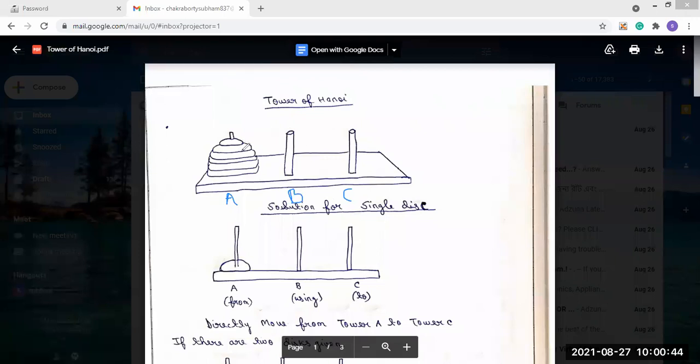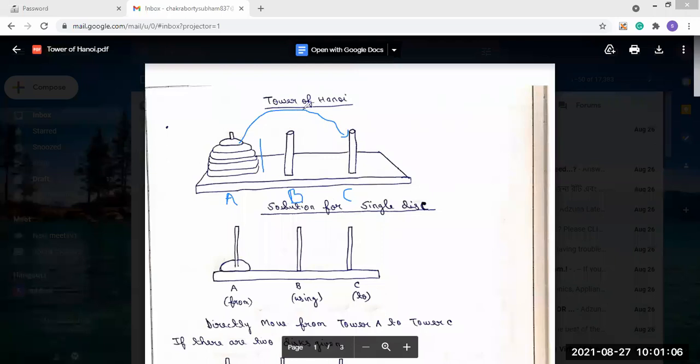So we have to move the disks here the way they are present. In the same way, we have to move the disks here. So in tower C, the disks will be present in the same way as they are present in tower A.